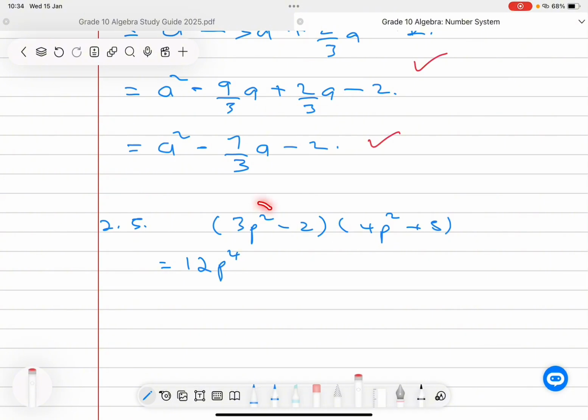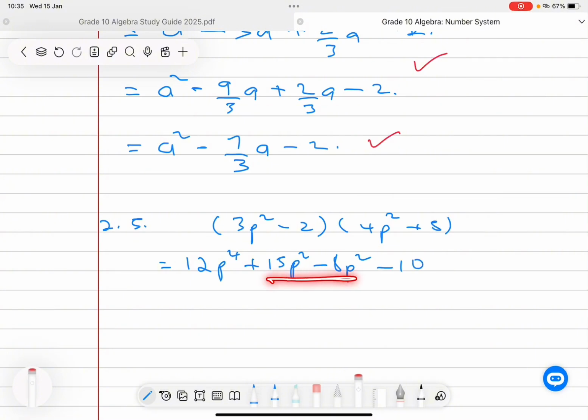Then we're going to multiply the outer terms: 3p squared times 5. That should give me a positive 15p squared, because 3 times 5 is 15, and we have the p squared as it is. Then we multiply the inner terms, negative 2 times 4p squared. That should give you negative 8p squared. Then we have the last terms, negative 2 times 5. That's simply negative 10.